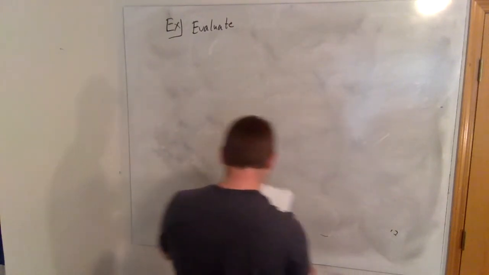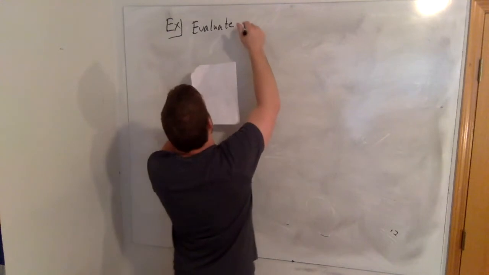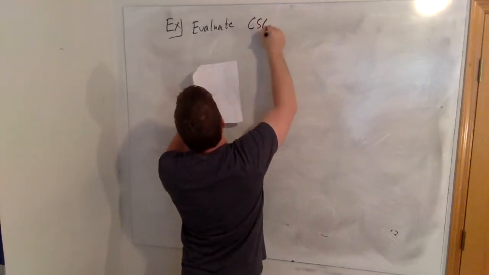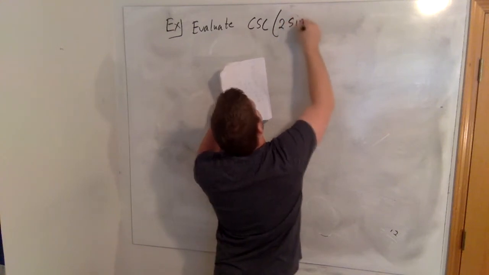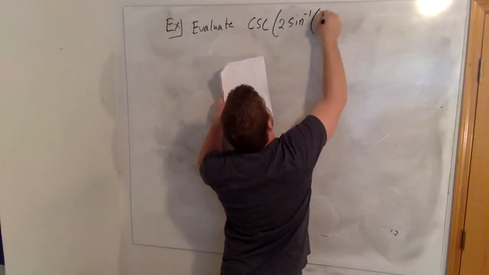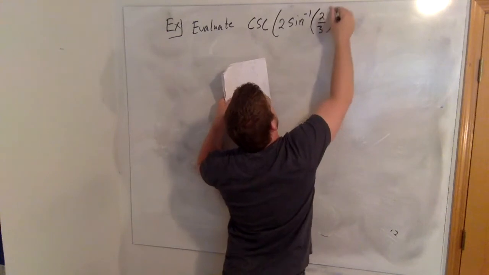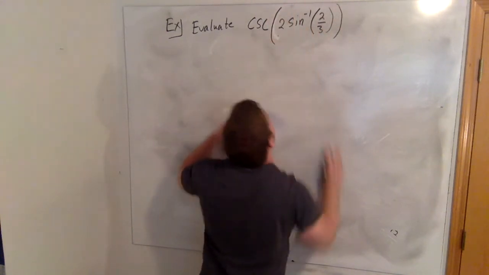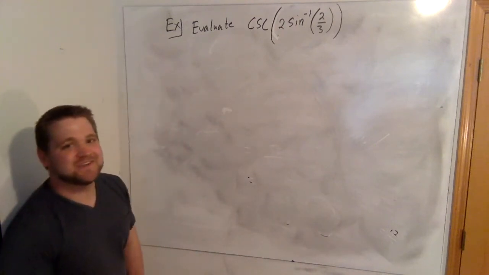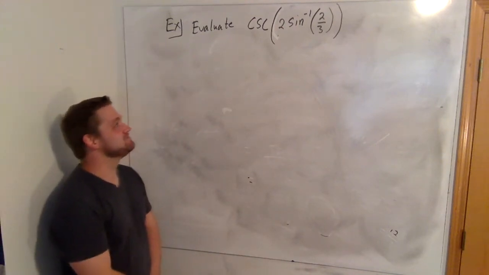How about evaluate cosecant of 2 times the sine inverse of 2/3. Ooh, a little spicy. All right, pause the video and give this a shot on your own before we do it together.